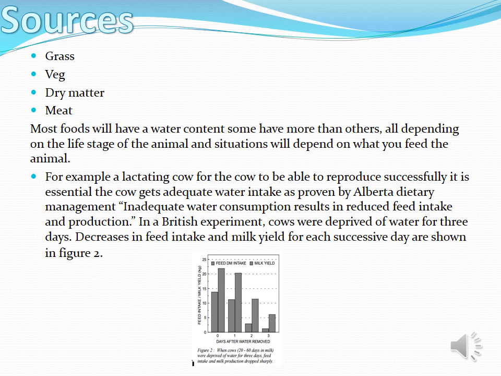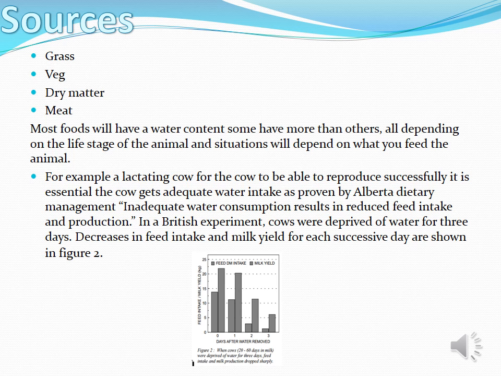For the cow to be able to reproduce successfully, it is essential the cow gets adequate water intake, as proven by Alberta Dietary Management. An experiment was carried out where cows were deprived of water for 3 days. This experiment showed that feed intake and milk production dropped very sharply, as seen in Figure 2.